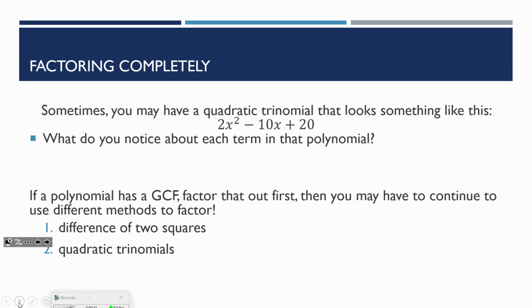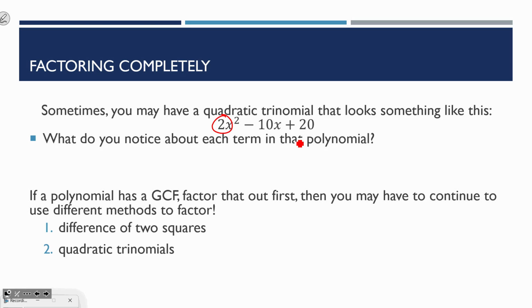All right, so let's start with this. Sometimes you might have a quadratic trinomial that looks like this one here that you see on the screen, 2x squared minus 10x plus 20. And that doesn't look like the typical quadratic trinomials that we factored before because that first term is not a 1. Our rule that we learned, we need two numbers that multiply to the last term and add to the middle term. That rule only applies if that first term is a 1.